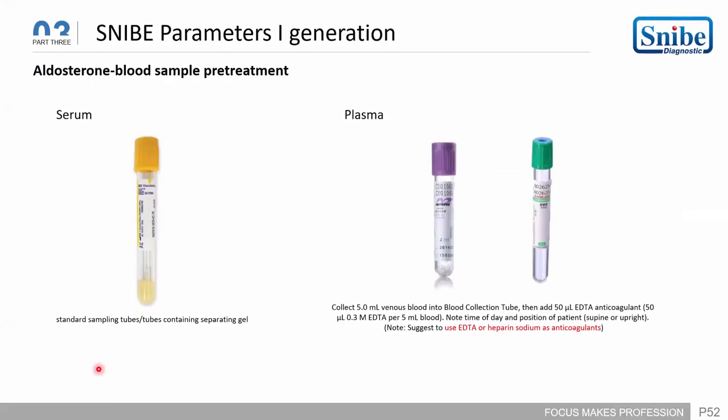So if we go for aldosterone blood sample pre-treatment, serum and plasma are both recommended. The standard sample tube is a tube containing a separating gel. So there is one question to everyone. This tube is called a vacutainer tube.